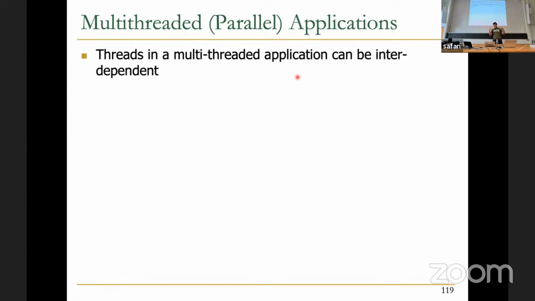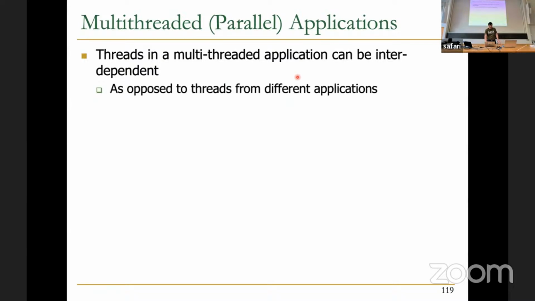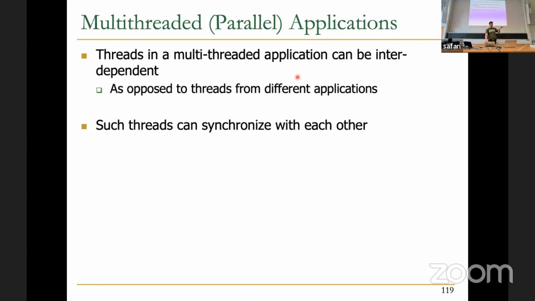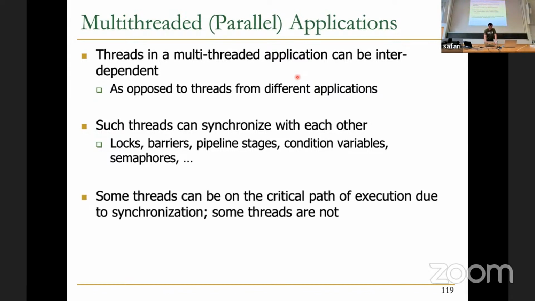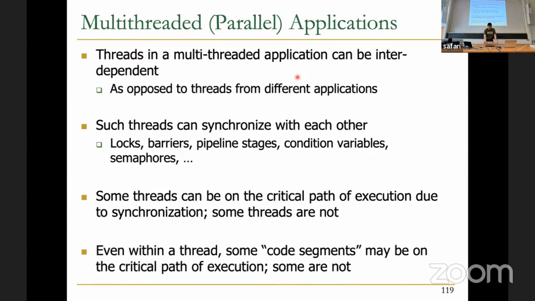Threads in a multi-threaded application can be interdependent, as opposed to threads from different applications. What does this mean? If you slow down one thread, the other threads may slow down or may speed up, right? This is the same application though. These threads need to synchronize with each other. For those, we use locks and barriers. Does anyone not know what locks, barriers, or synchronization primitives are? Okay, that's good. And then some threads will be on the critical path, and some threads won't be. This will become more clear in the next slides.